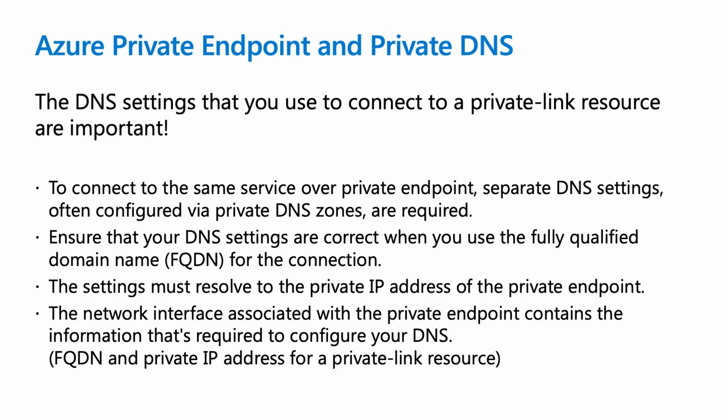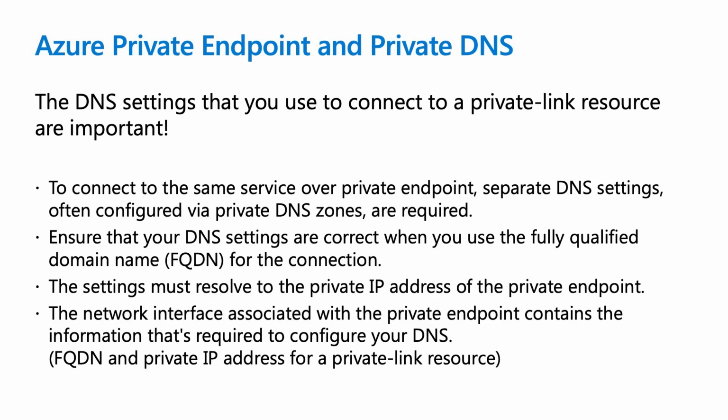The network interface that's associated with the private endpoint contains the information that you'll need to configure your DNS. And this is really a couple of things: an FQDN and a private IP address endpoint. And those are things that you can plug into depending on what your use case is. There's also something called a private resolver that's helpful. And we'll take a look at all these things combined in our next demo.